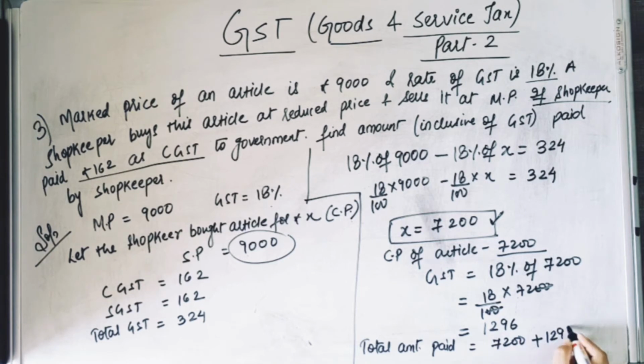7,200 plus 1296 on its purchasing, 8,496. So this is how, if GST is mentioned, CGST is mentioned, we can calculate how much amount he has paid for the article.